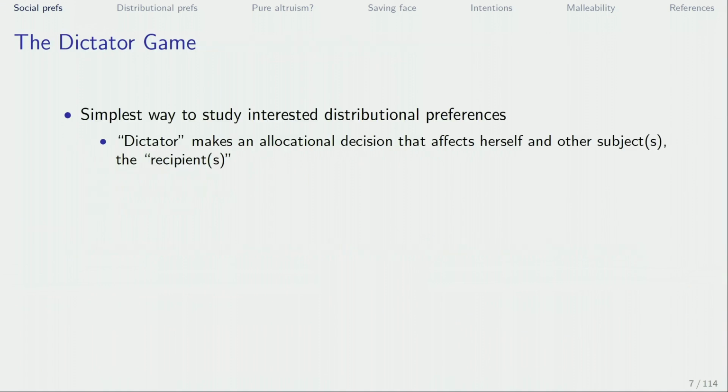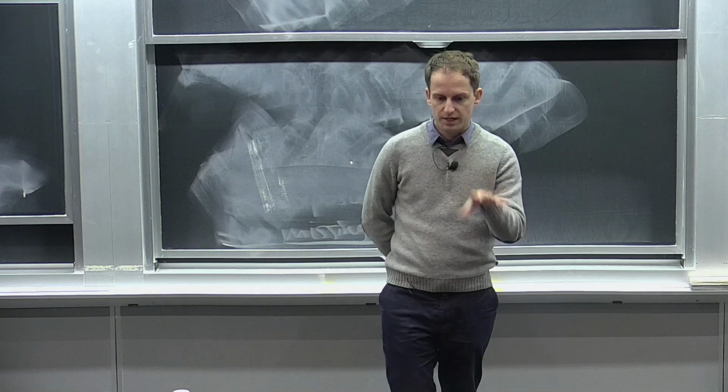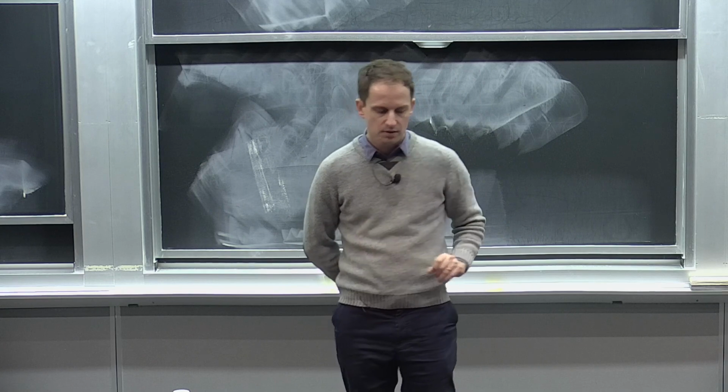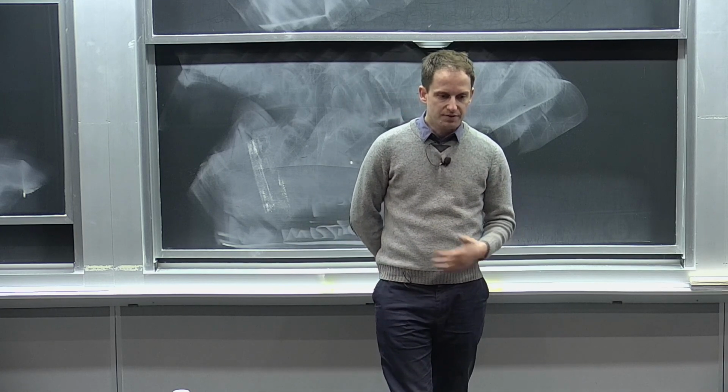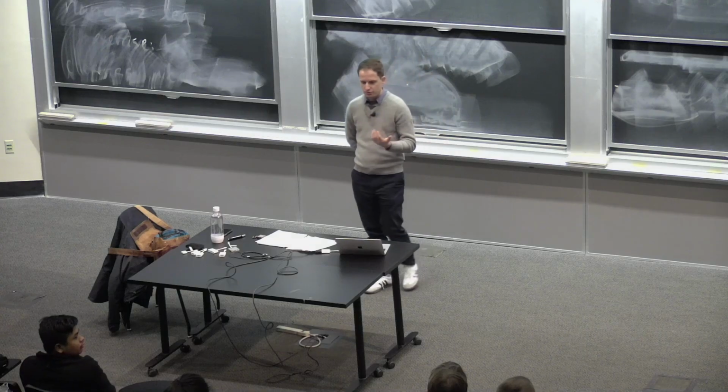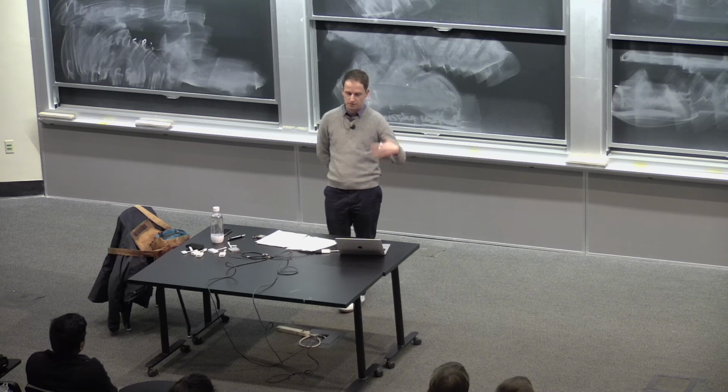Now, what are these games? I'm going to briefly review them right now, and then go back to some evidence that actually uses these games. So what are the games? Just to recap, there's the Dictator Game, which is very simple, where the dictator gets some money allocated to him or her, and there's another person who is the recipient, and the dictator just gets to choose how much money he or she wants to give to this other person.